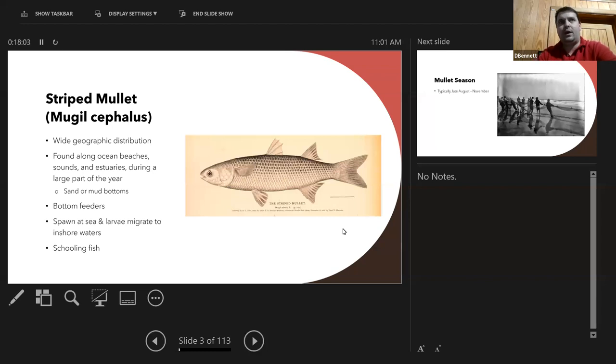They tend to feed on microorganisms, small crustaceans, dead organic matter, that sort of thing. They're bottom feeders. They're a schooling fish, and they tend to school in the late summer and through the fall, which is their spawning season. They'll start to school and move offshore to spawn.